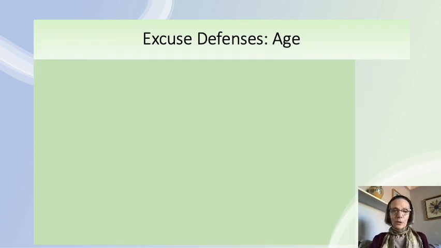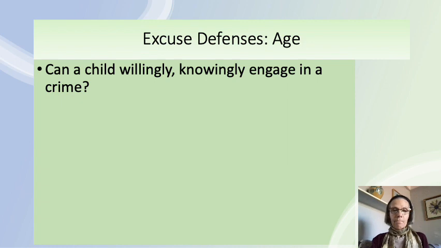The next excuse defense is age, okay? And so here we're asking the question, can a child willingly, knowingly engage in a crime, right? In other words, are children capable of possessing criminal intent? Are they capable of possessing mens rea? The answer to the question is, it really depends on the age of the child.